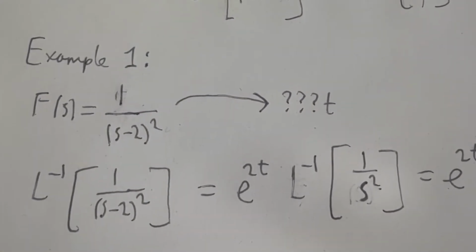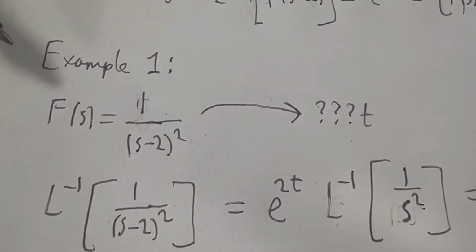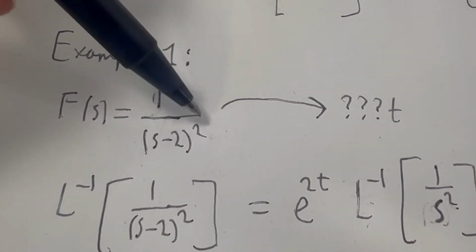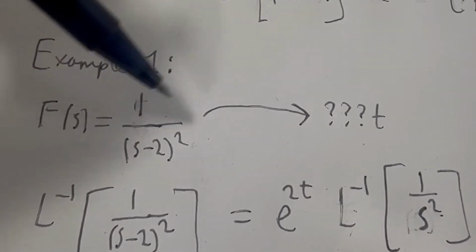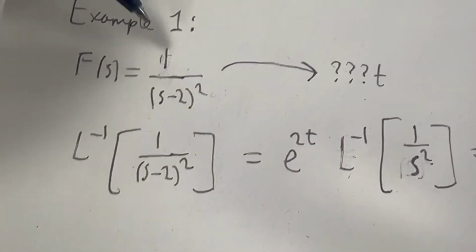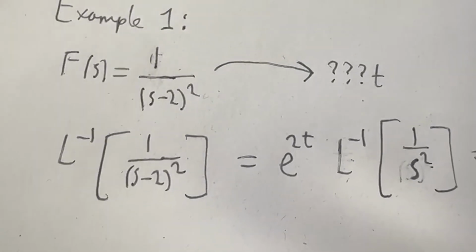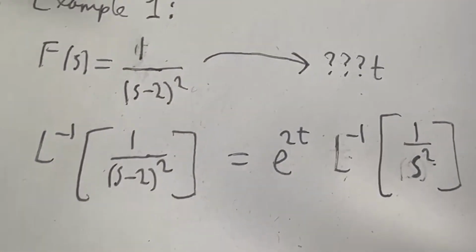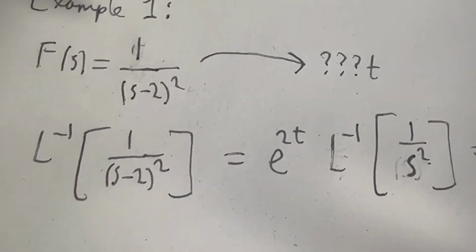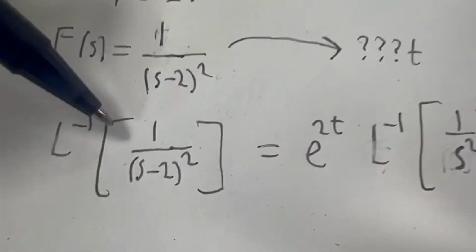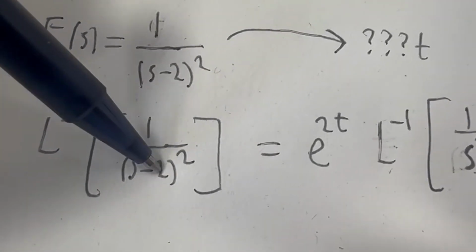So example 1. If we have a function where we have 1 over s minus 2 squared, and we want to do the inverse Laplace of this to get something in terms of t, well, usually what you would probably want to do is some kind of partial fractions, but by doing what I'm about to show you with shifting, we don't have to do those anymore. So we want to do the inverse Laplace of 1 over s minus 2 squared.